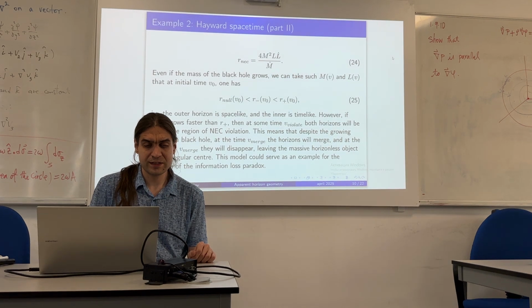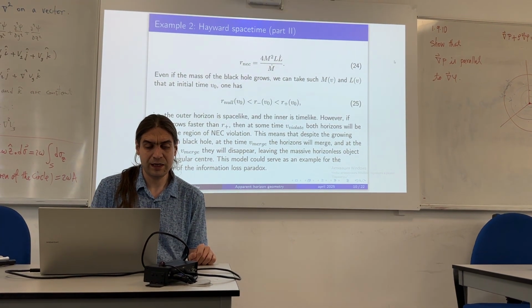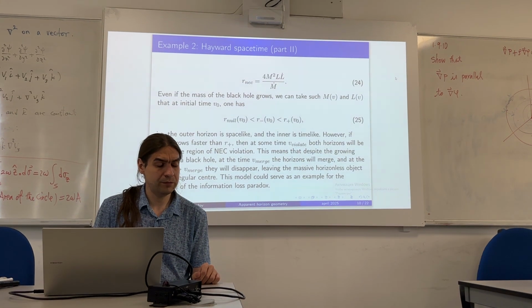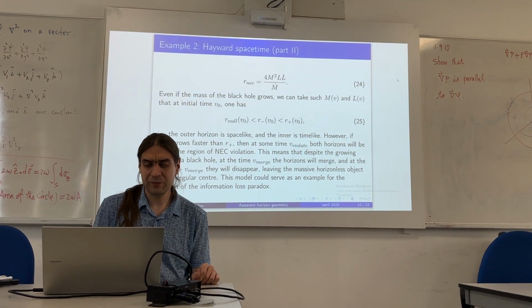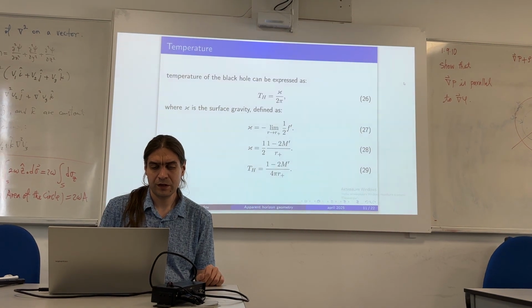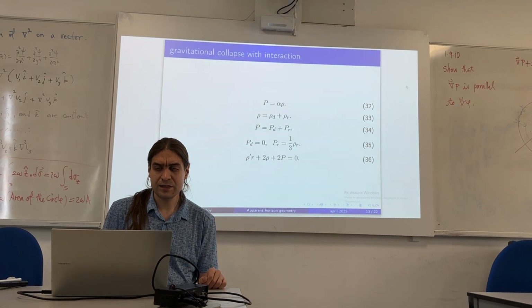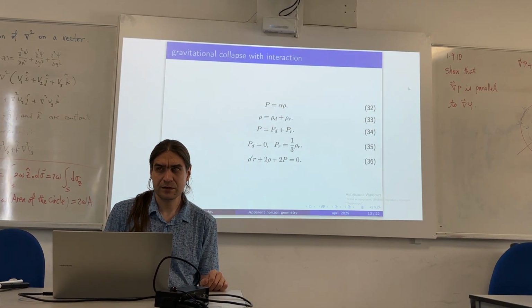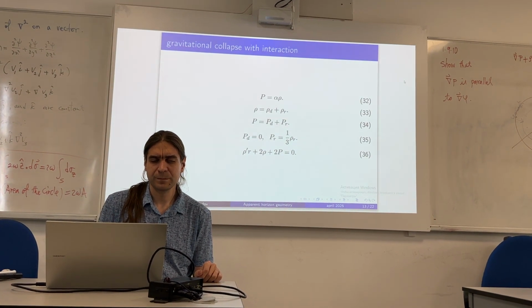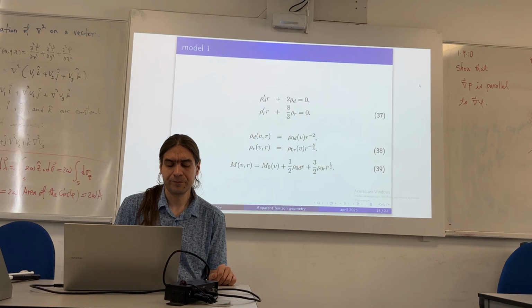Here is just an example when M and L are both functions of time. But actually the behavior is the same. It's not much more interesting. And this is gravitational collapse. Could you tell me the title? Gravitational collapse with interaction. And this is model 1.